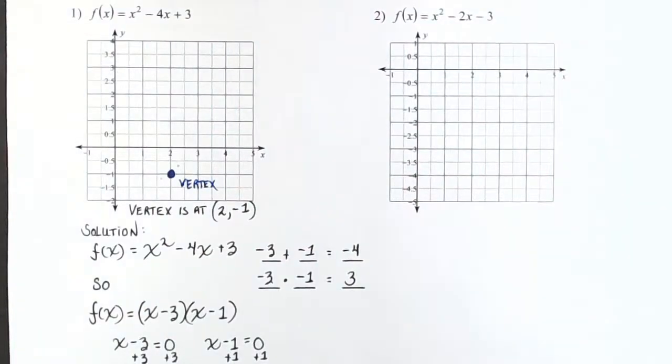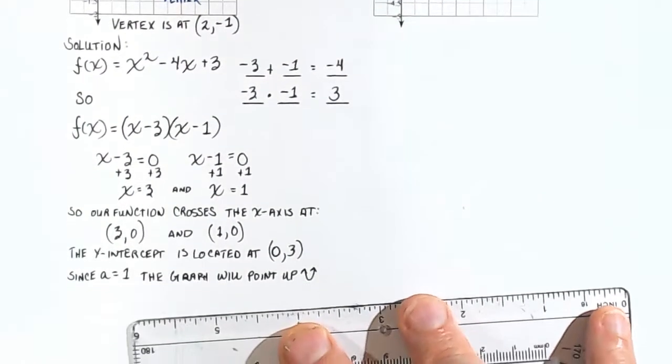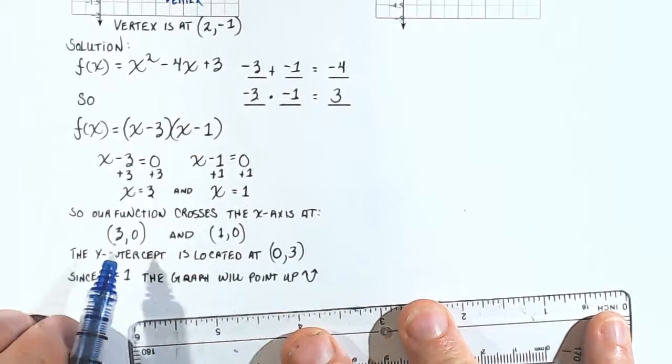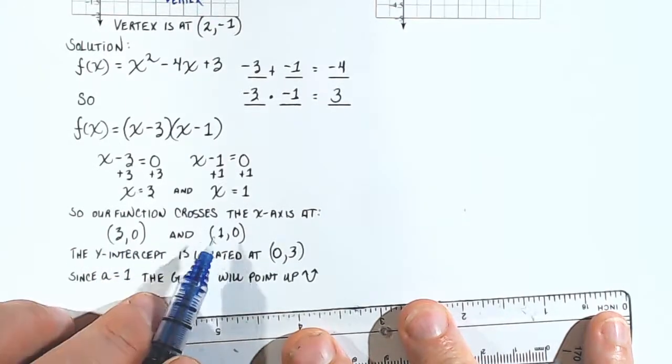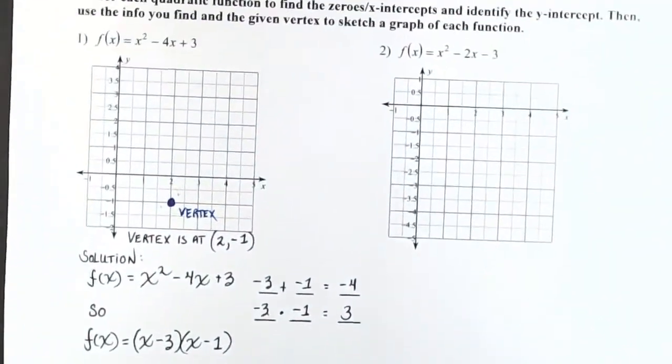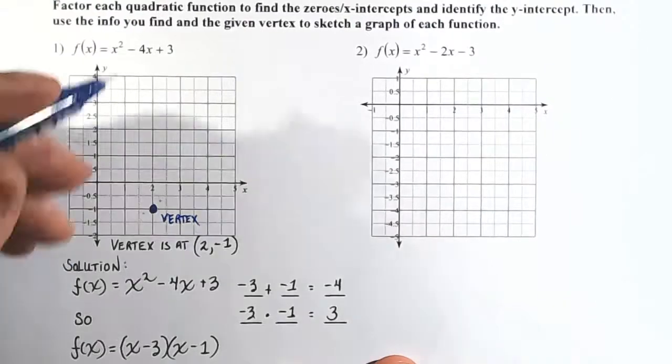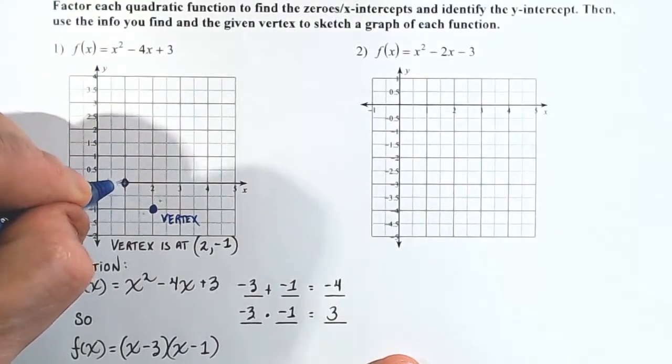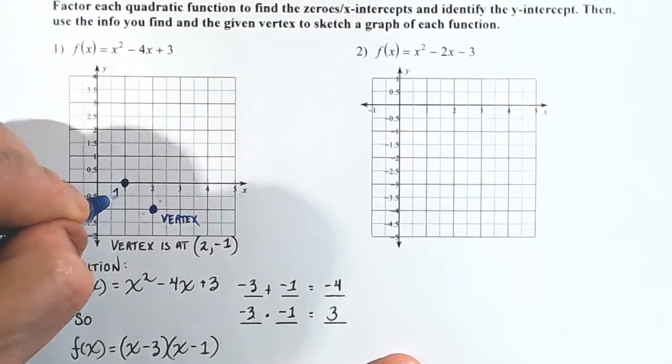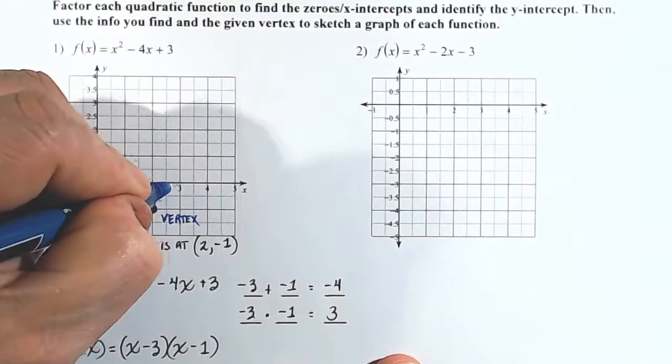Now I'll plot my x-intercepts. This is where the function crosses the x-axis, and that would be (3, 0) and (1, 0). All right, so I'll go up here and plot at 1. This is 1, and this is 3.